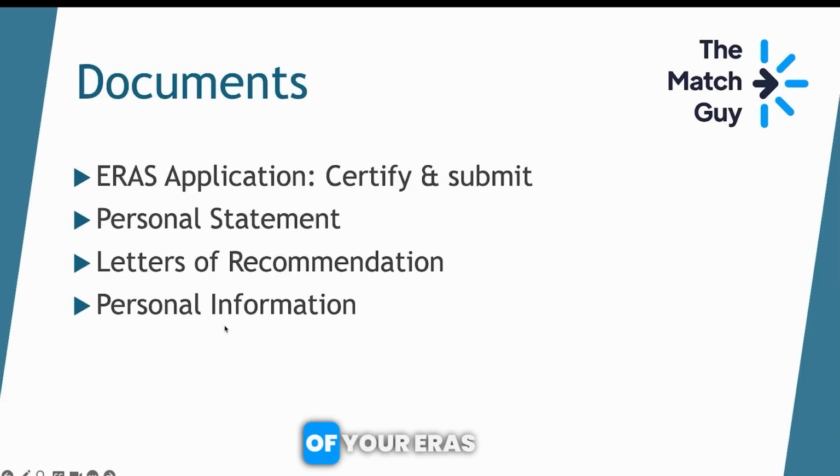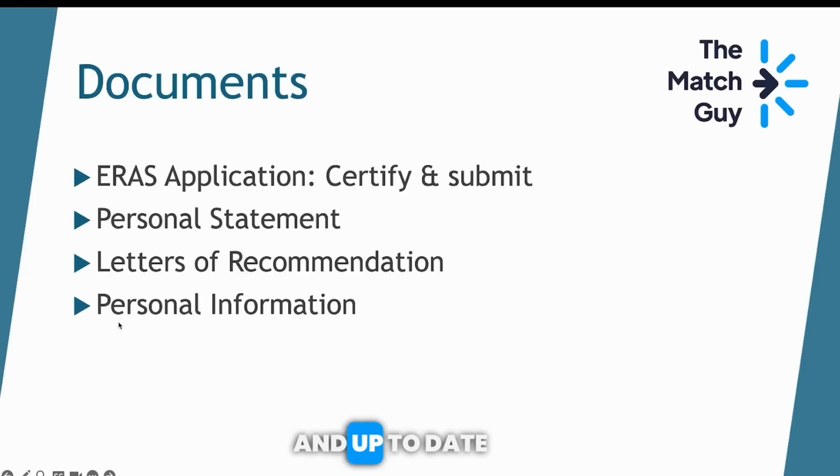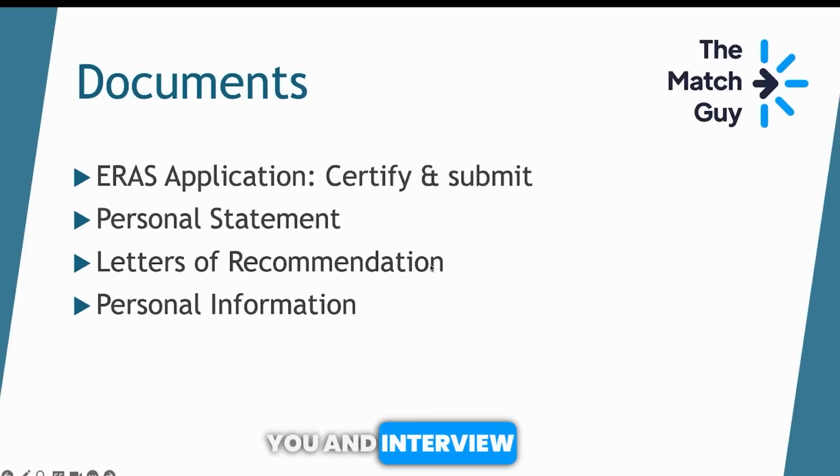The only section of your ERAS application that you can change is your personal information. So make sure your email, your contact information, your phone number are all accurate and up to date, because program directors might be calling you. This is not like the regular match where people necessarily send you an invite by email. Sometimes they might just call you and interview you very quickly before they send you the offer. So make sure your personal information is up to date.